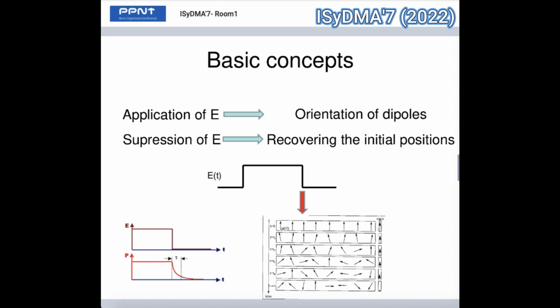Of course, after a certain time, the dipoles return to their initial positions before the application of the electric field. There is no more electric field applied, and the dipoles are randomly positioned. So when we apply the electric field, we can orient the dipoles. Then we cut off the electric field, and we see the depolarization of these dipoles, and you can measure exactly this. In simple cases, this is exactly an exponential function.